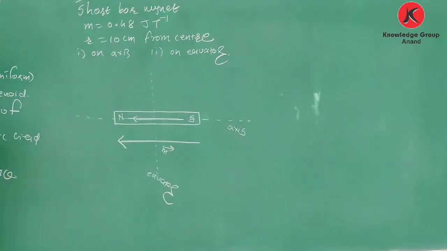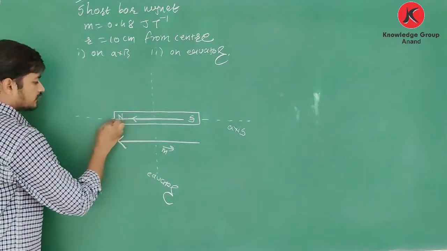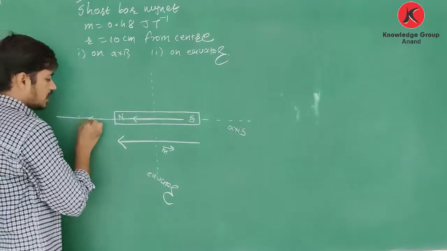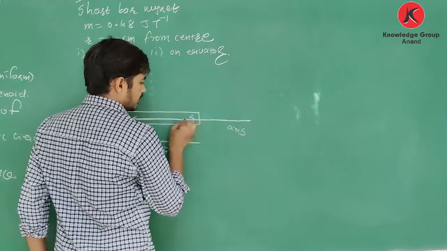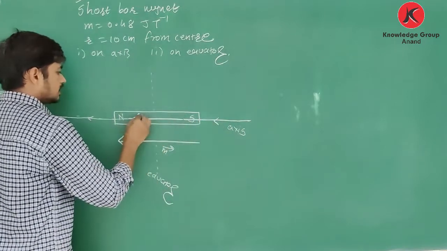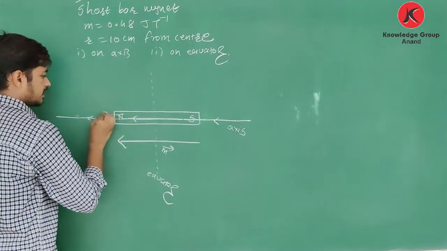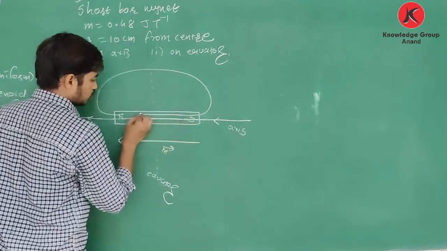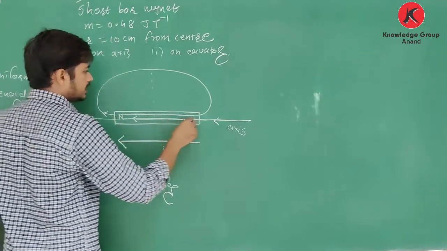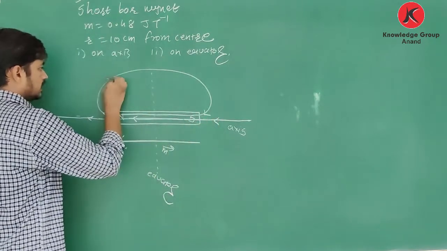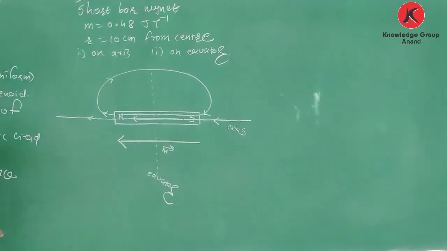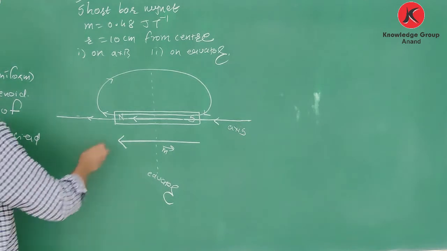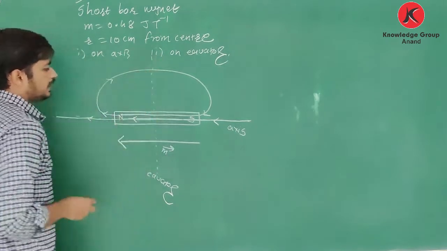Now, if I draw magnetic field lines, from the north pole they go outside, and in the south pole they go inside. The magnetic field lines form closed loops like this. Clear about this? So yes, these are magnetic field lines.